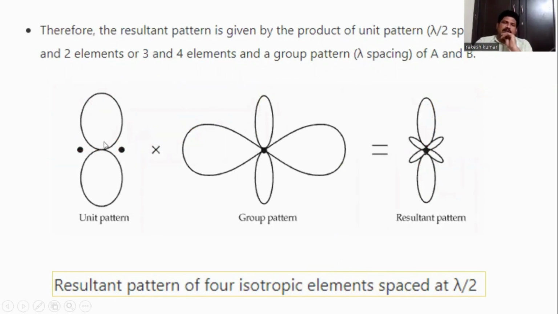Okay, so it is clear. Here maximum radiation, and in this direction maximum radiation. When we do the product, you will get maximum radiation here. In this direction, no null is there. In this direction a null is there. In this direction maximum radiation is there. So multiplication will lead to no signal where there is a null. So this is the final equivalent resultant pattern of four isotropic antennas spaced at lambda by 2. So this is example 1.